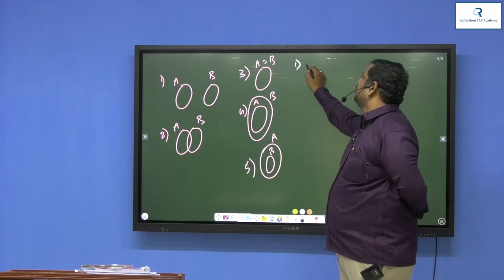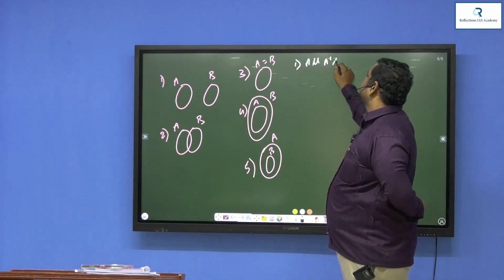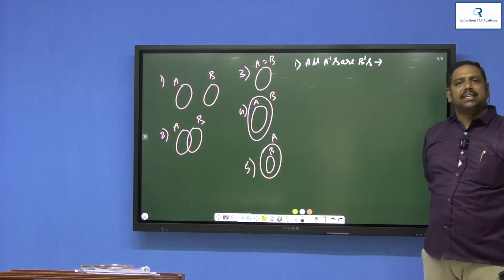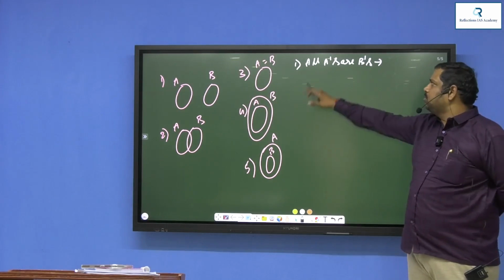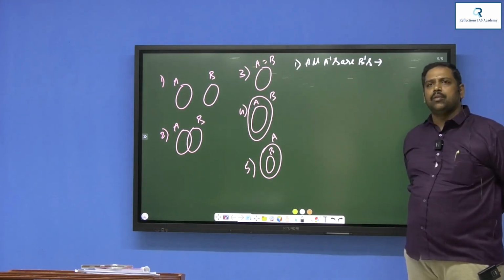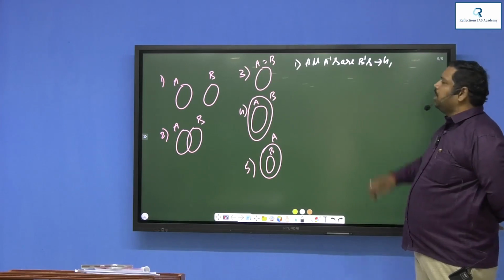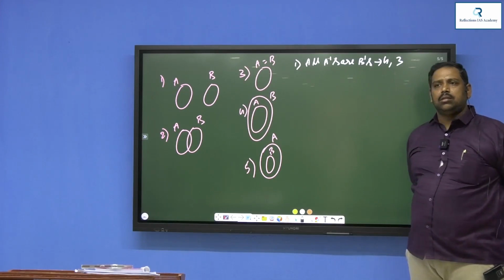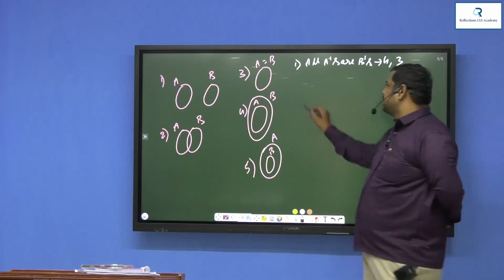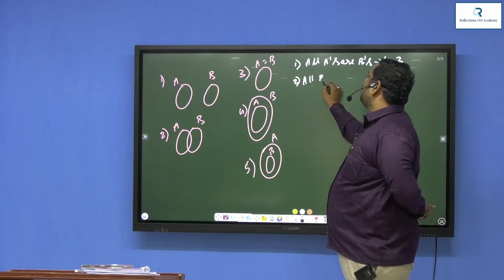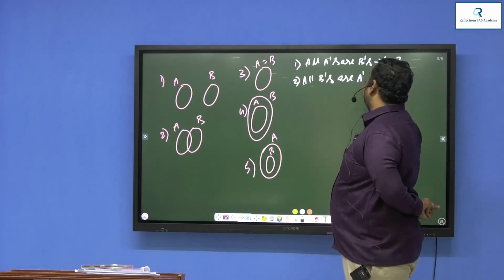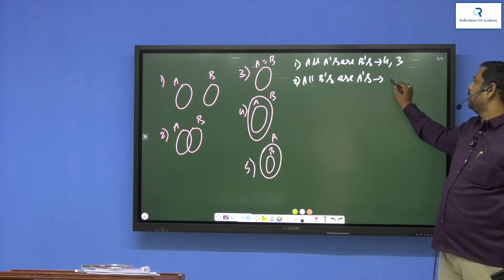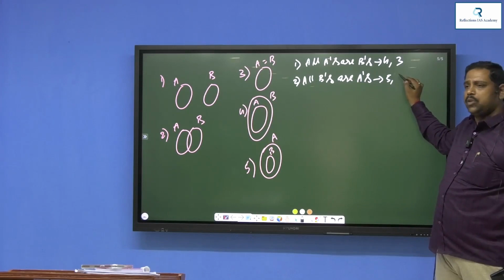Good. First one, all A's are B's. What is the basic diagram among these 5? Fourth one. Good. What are the other possibilities? Third one. That's it. Second one, all B's are A's. What is the basic diagram? Fifth one. What is the other? Third. Great.